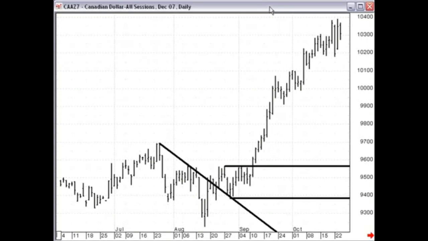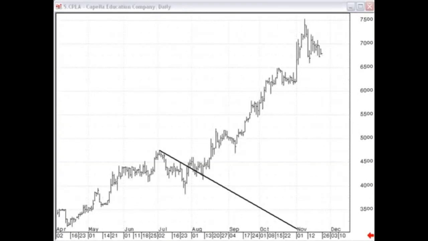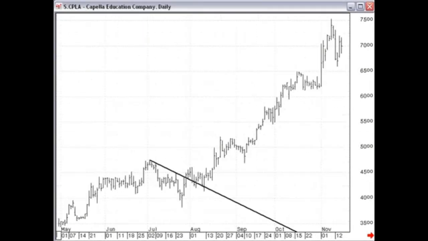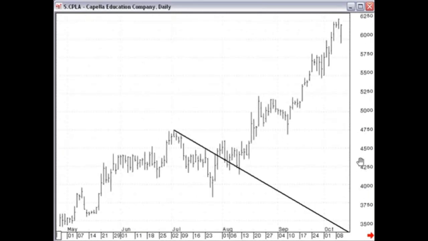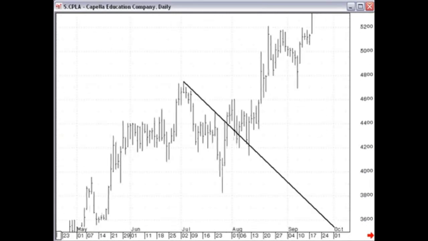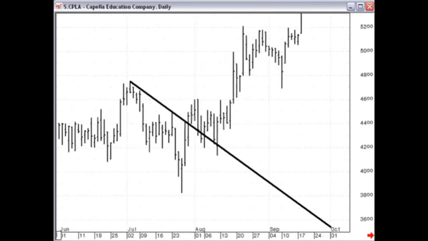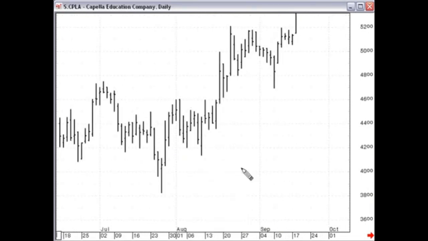Now let me show you what I consider a dual test. Okay, here we have another stock. And let me expand the chart a bit. Okay. We have a simple trend line drawn from two highs, this high and this high.